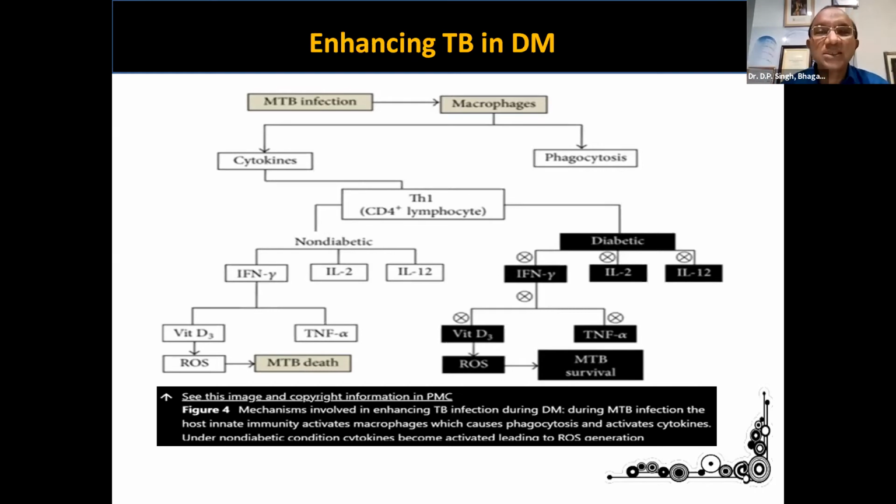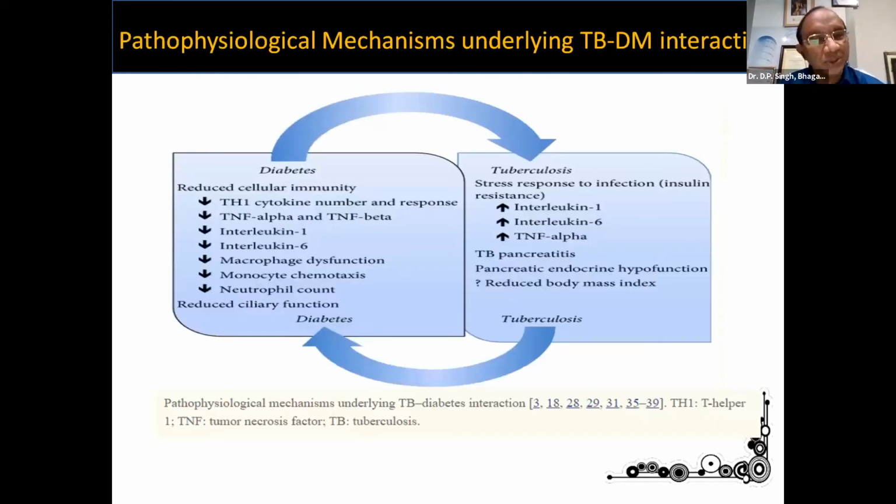And these are the simply the diabetes: there is reduced immunity, reduced mediators, reduced phagocytosis, and tuberculosis because of stress, infection, different mediators that will cause insulin resistance, may increase the blood sugar, may be high. Even there are chances of, although rare, pancreatitis can be there, pancreatic endocrine hypofunction will be there, and diabetes may be increased. This diabetes may be increased by tuberculosis itself, and this process cycle may move on.